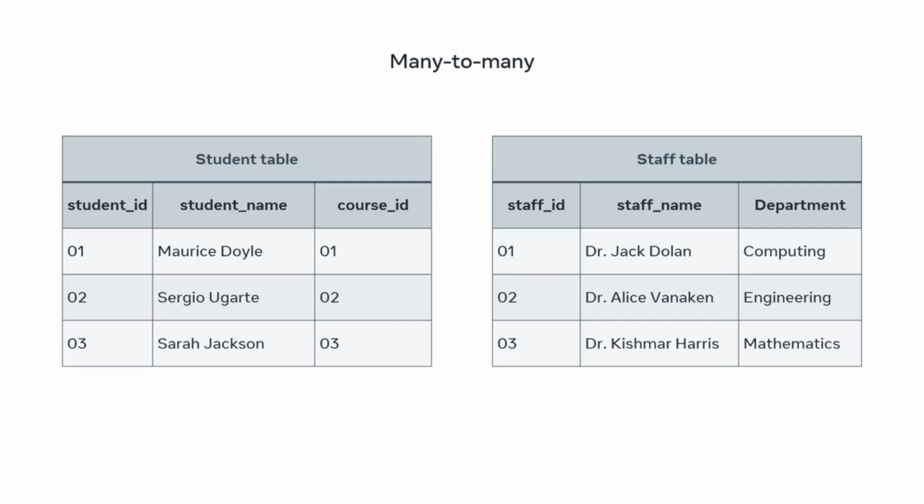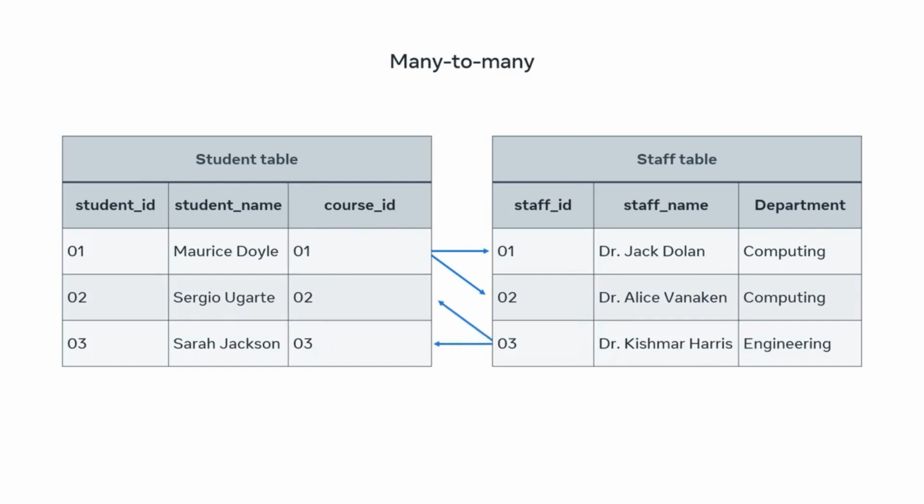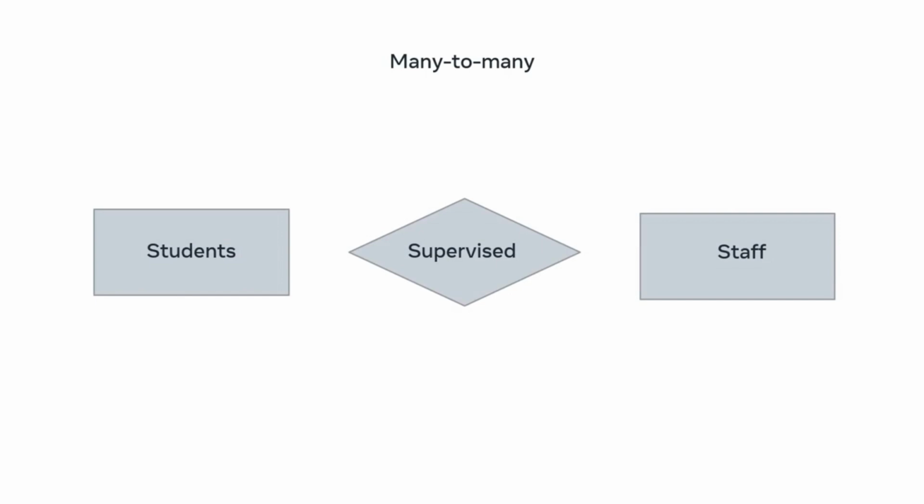In this example, the student Morris Doyle is undertaking 2 research projects, and each project is supervised by a different staff member. And likewise, one staff member can supervise or collaborate with multiple students on their research projects. These relationships can also be depicted in an ER diagram as many students are supervised by many staff. You should now be able to outline the different relationships that exist between tables in a relational database model.